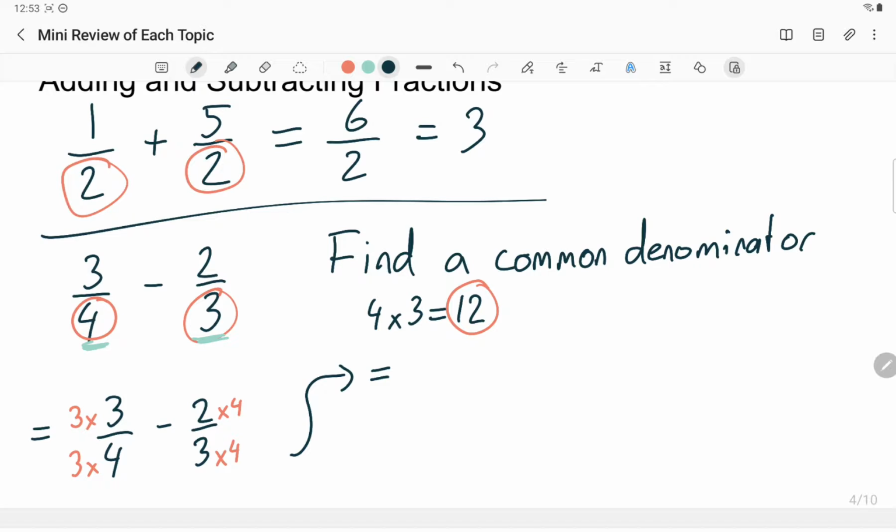So 3 times 3, that's going to give us 9 over, 3 times 4 is 12, and that's what we wanted. We want to get it as a fraction over 12. And the next part, 2 times 4 is 8. 3 times 4 is 12. So we have 9 over 12 minus 8 over 12. Now, simply take a look at what's in your numerator, and in this case, subtract those two numbers. So 9 minus 8 is simply 1 over 12. And for this one, we don't have to reduce since it's already in lowest terms.